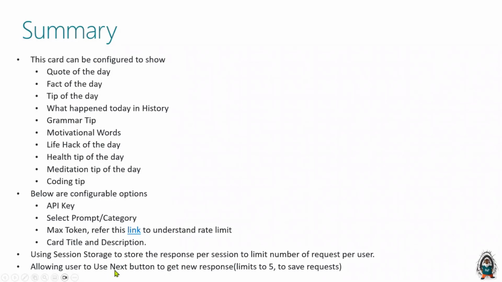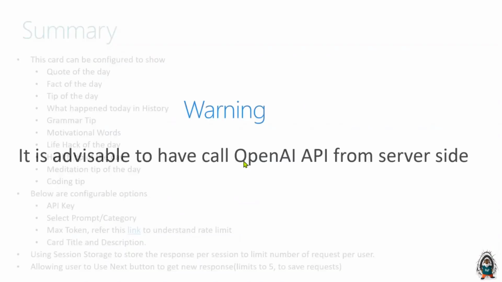And then we also have a way to navigate to the next response. So if you want to get the next quote of the day or next fact of the day, we give the user an ability to navigate using the next button, from where they would be able to get the next response. And we have limited it to 5 to save the requests.